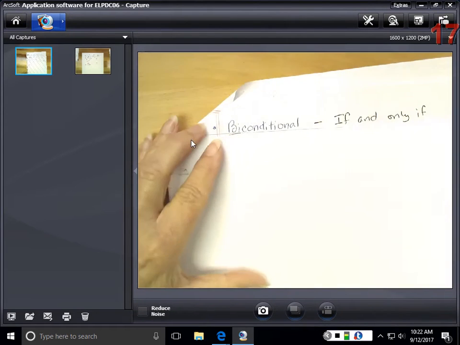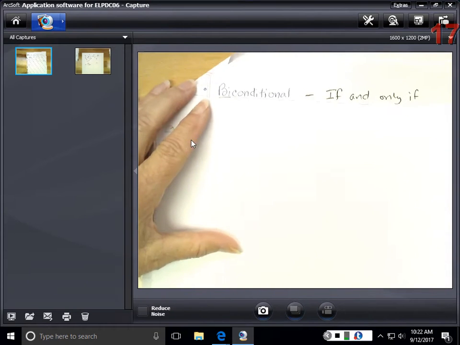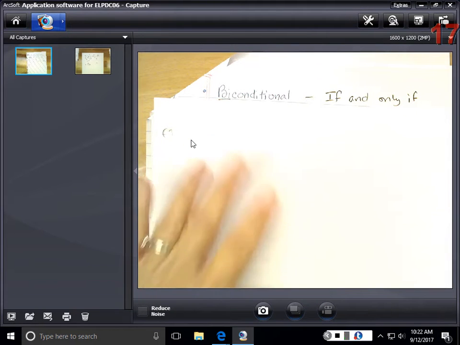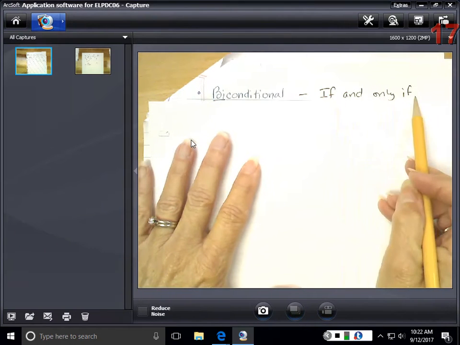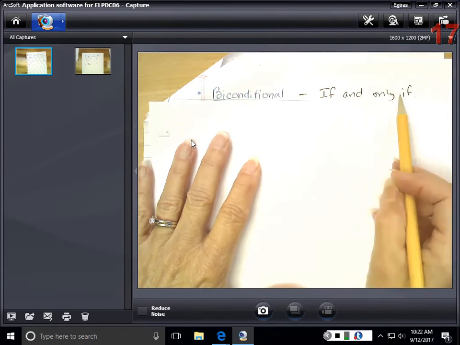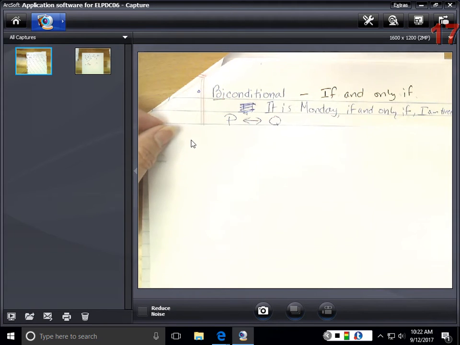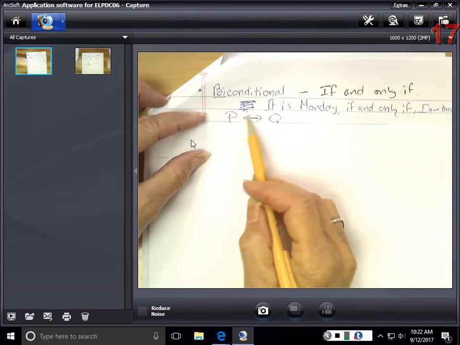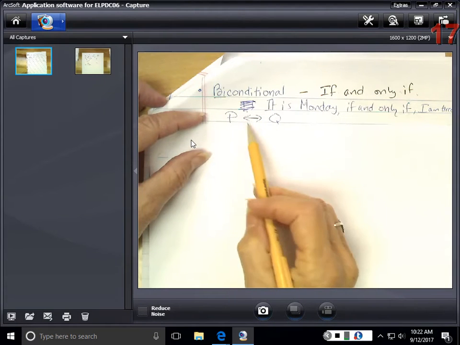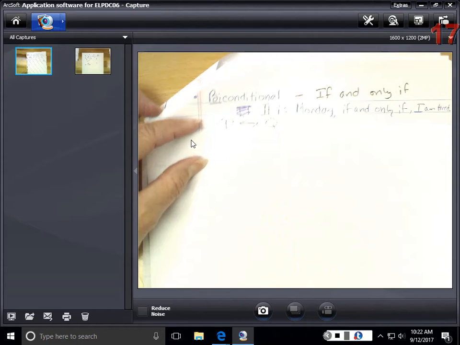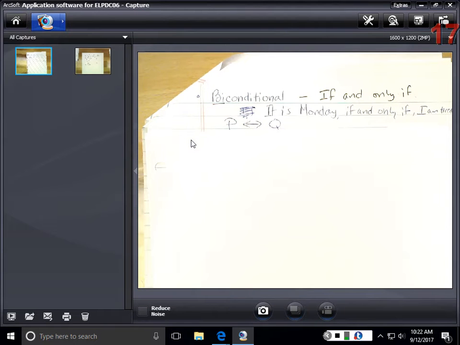Okay, we have something called a biconditional. What does "bi" mean? Two. All right, so "if and only if." So the "bi" means it's got two ifs in it. Okay, a biconditional is "if and only if." The symbol for it is an arrow on both ends. See, that's biconditional. P, and then "if and only if" Q.